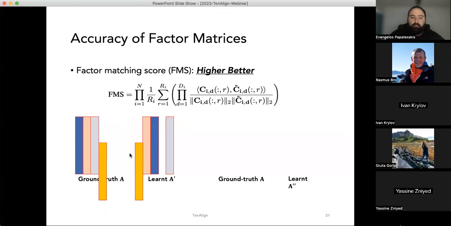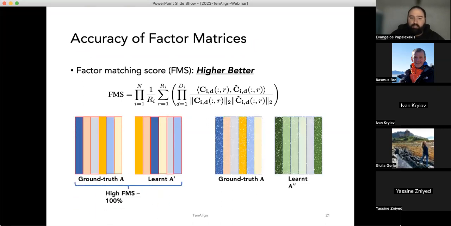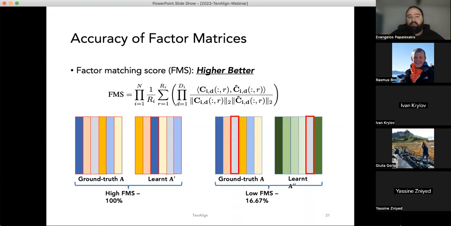Or if it's an imperfect match, as is going to happen on the right side here, you're going to see that the factor matching score is reflecting that. So 100% means perfect match. Lower than that means that there are some imperfections, some individuality in the factors that were learned, perhaps, or we just learned an entirely different set of factors. If we know the ground truth factor, then we aspire to be as close to 100%, right?